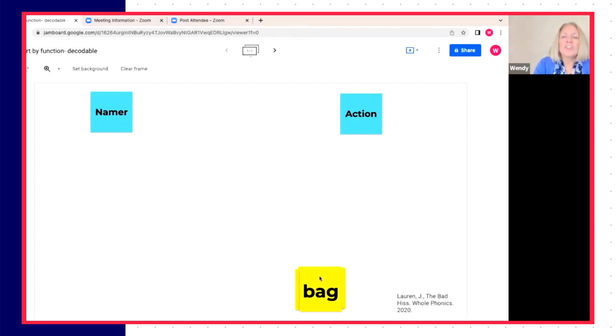So I would show the students exactly what I want them to do. They would get this Post-it note. I would show them how I could sound it out, b-a-g, and then read it fast, bag. And then I would have to think about, is that word a person, a place, or a thing, or is it an action? So I would slide this word over here underneath the namer because it is a thing.